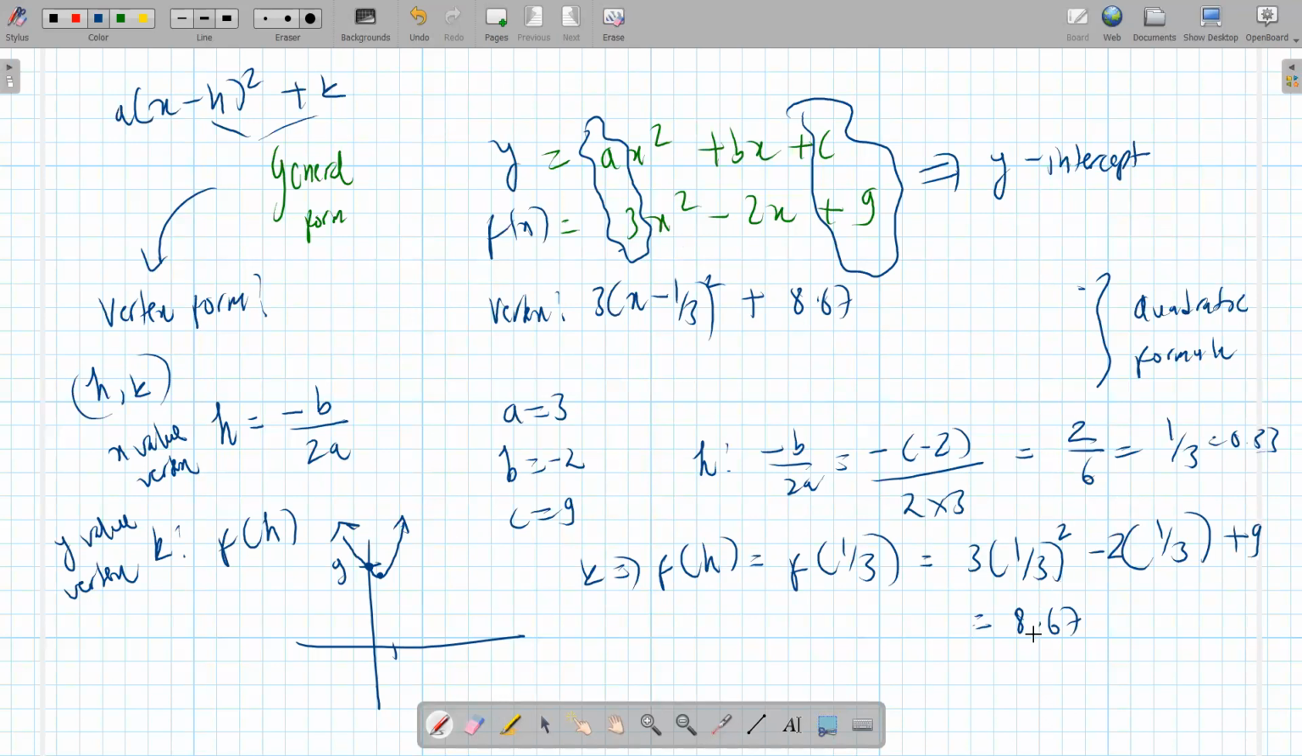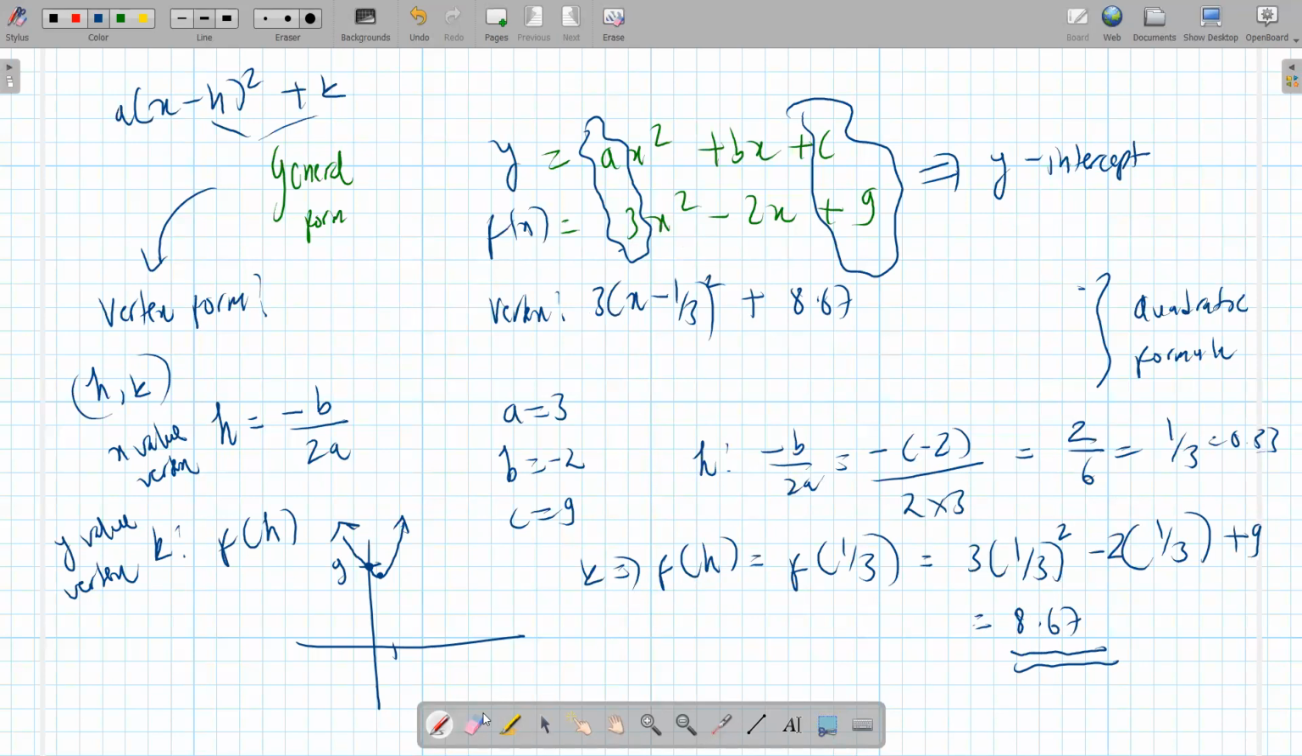8.67 was the k value, f of h, that we got after subbing in. So we first found the h by doing minus b over 2a, which was 1/3. And we plugged 1/3 into the equation as x, and that gave us 8.67. That means that's the k value. K is f of h.